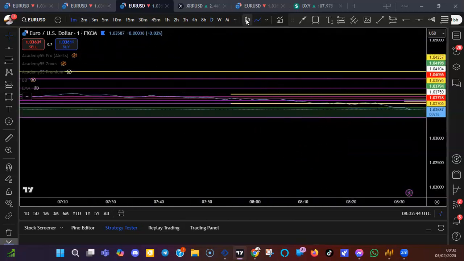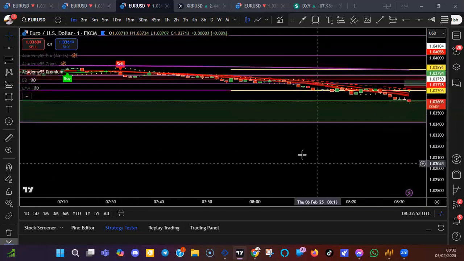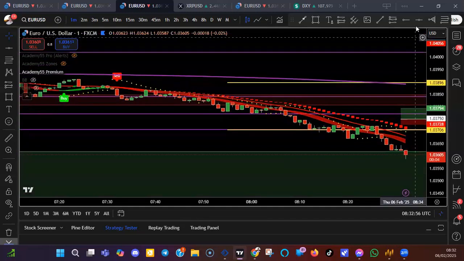Let's go back to where we were. Put the zones back on. And as you can see, we're still cutting into that imbalance.